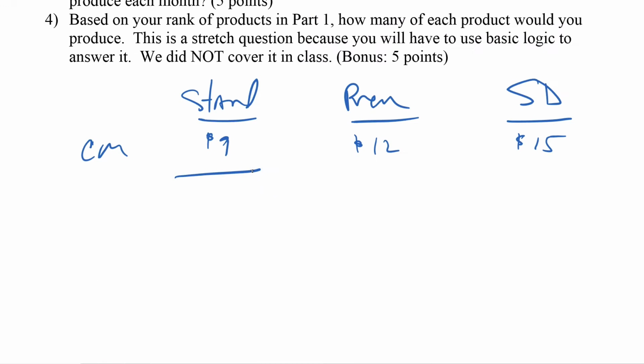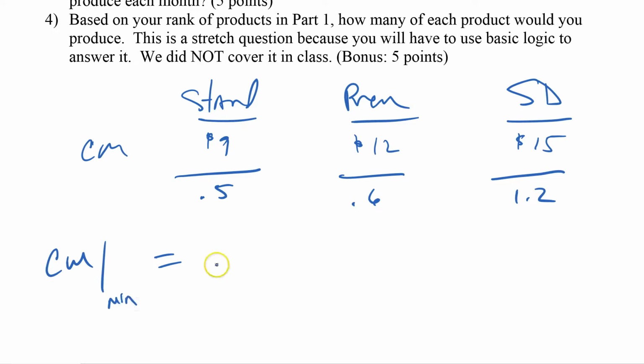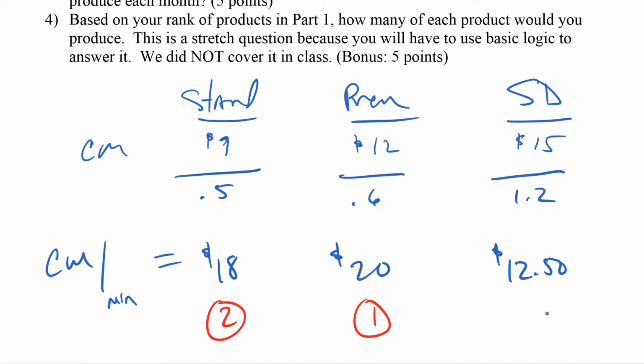So I divide it by that constraint. I divide it by 0.5, divide it by 0.6, divide it by 1.2. And now I come up with basically the contribution margin per minute, if you want to think about it in those terms. So this is $18, this is $20, and this is $12.50 per minute. So now if I'm ranking these, well, I would say I want my emphasis to be on the premium, then the standard, and finally the super duper.